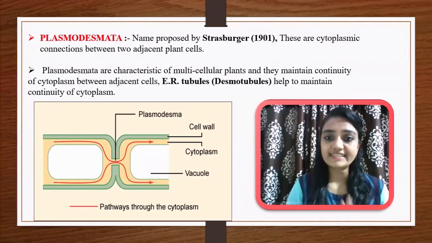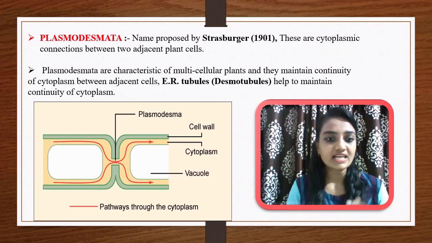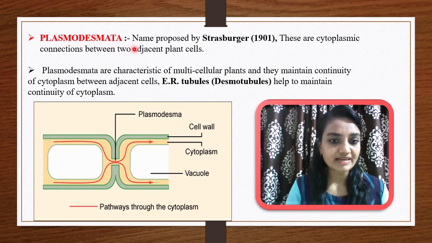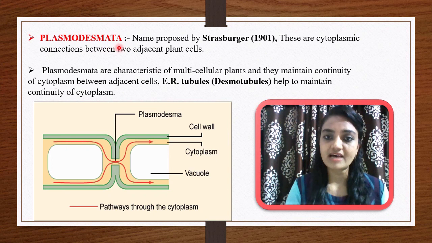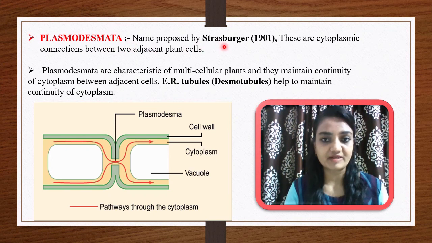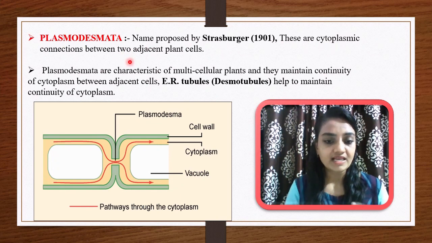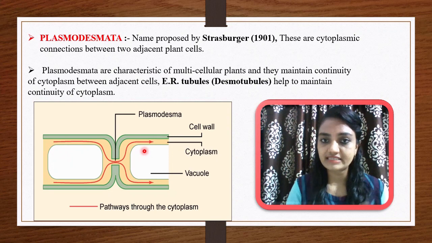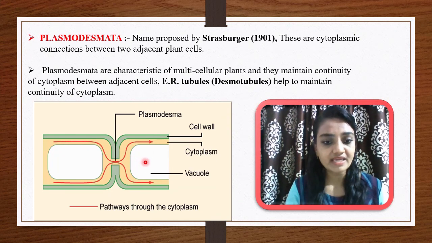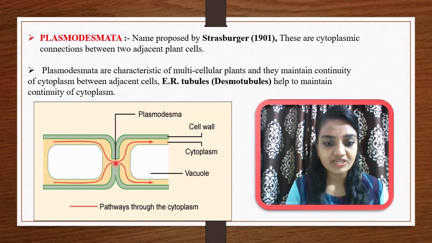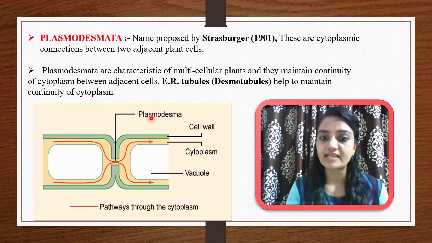One important structure related to the cell wall is the plasmodesmata. So let me see what the plasmodesmata is. The name plasmodesmata was first proposed by Strasburger in 1901. These are the cytoplasmic connections between two adjacent plant cells. Here you can see these are the two adjacent plant cells. Suppose this is plant cell A and this is plant cell B, and in between one communication channel is there, and this communication channel or pathway is called plasmodesmata.